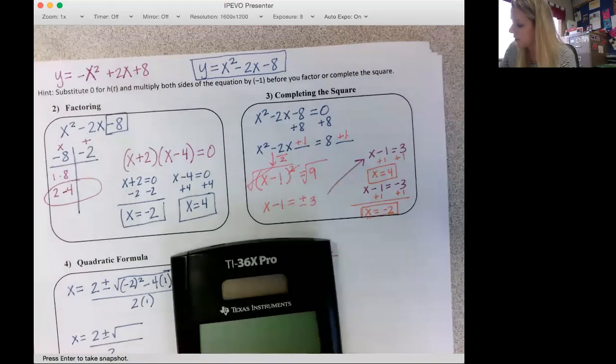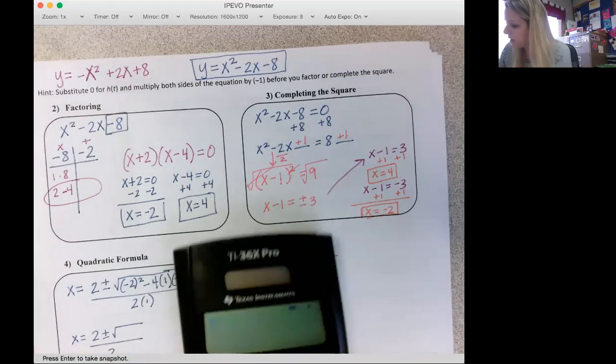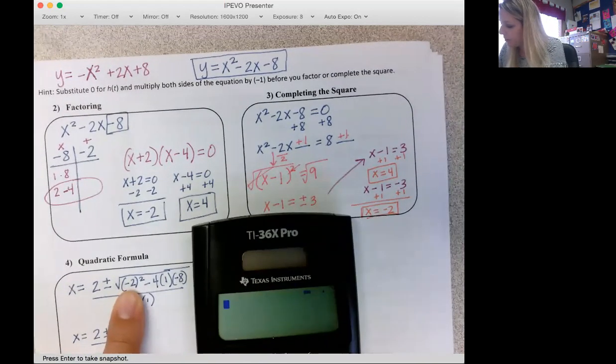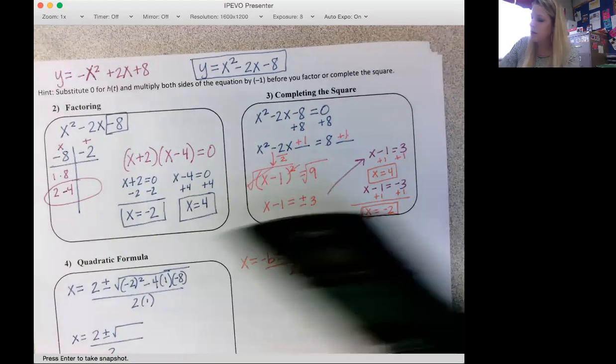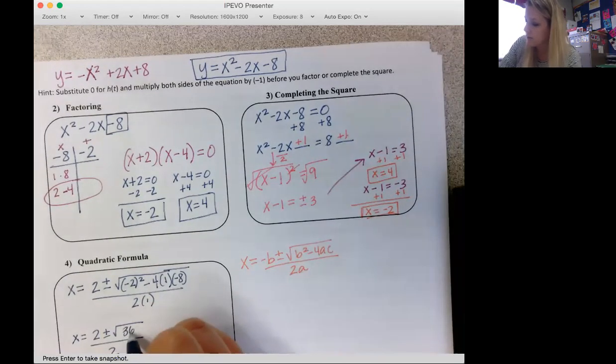Okay, so now I'm going to simplify. I'm going to get parentheses, negative 2. Make sure you have your parentheses around there. That will make a difference. Minus 4 times, I'm going to just do negative 8 because times 1 isn't going to make a difference. All right, so that's 36.